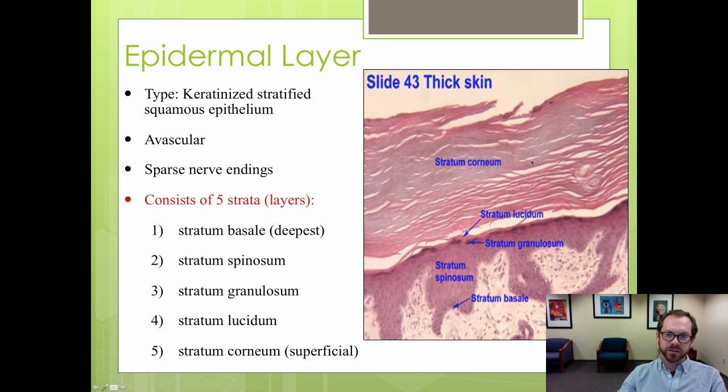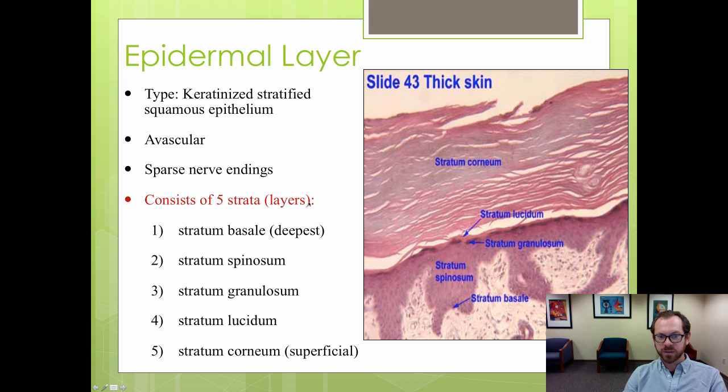Now, if we look at just the epidermis, that's again the most superficial layers of your skin or your integument. Recall that this is made up of keratinized stratified squamous epithelium. This is avascular, meaning that there is no blood that goes to your epidermis. There are also very few nerves in your epidermis. All that's going to be in deeper layers.